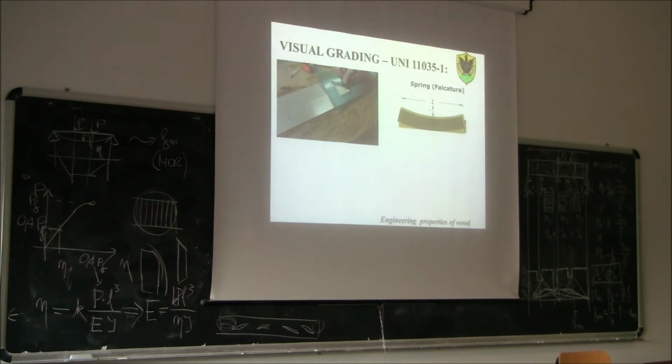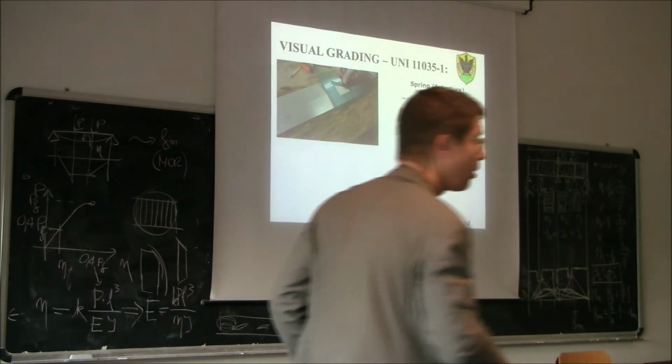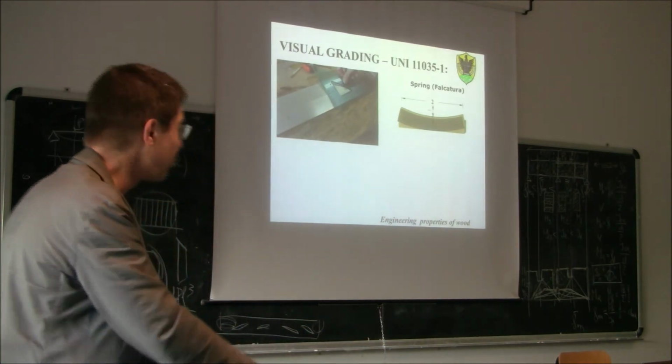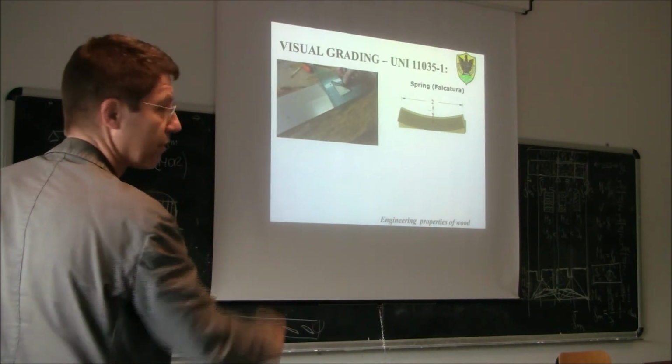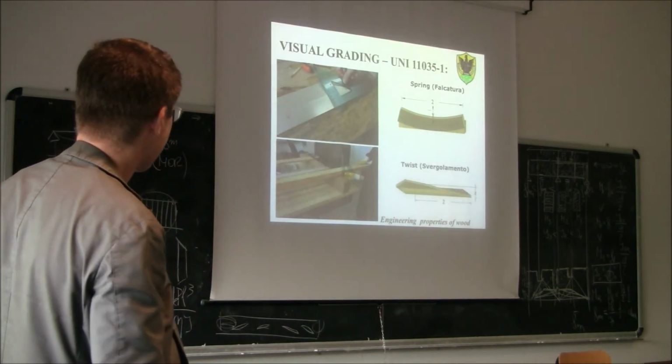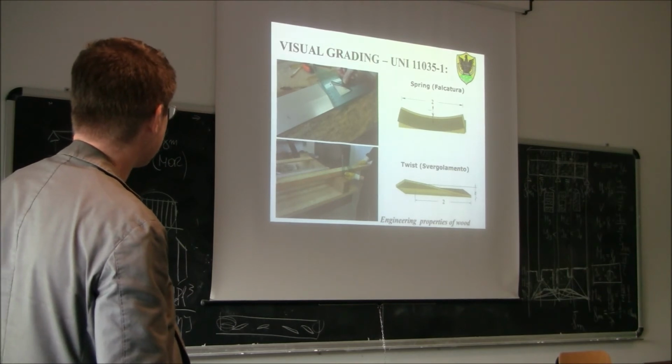So tangentially, the shrinkage is twice as much as radially. For this reason, if you have a reduction of moisture content, an initially rectangular cross section doesn't stay rectangular anymore. You will get some distortion like this. So when we classify a piece of wood, we also need to measure those quantities: spring, twist, and so on.